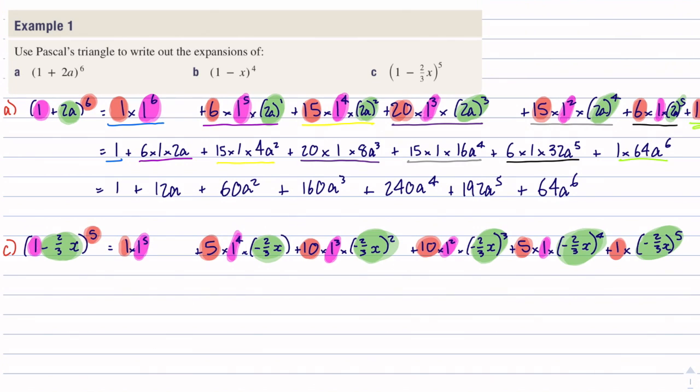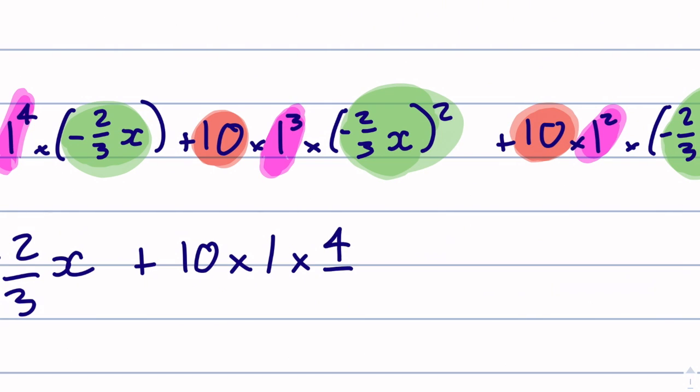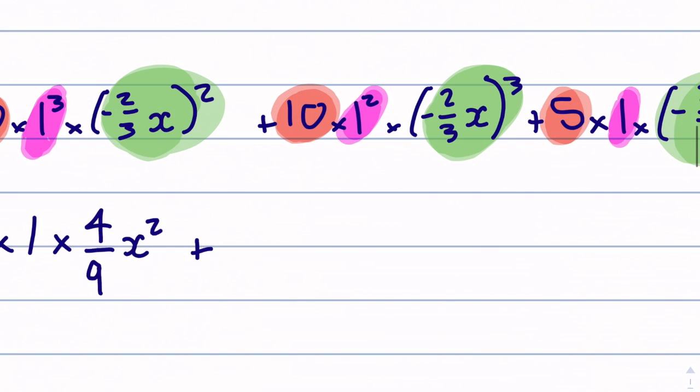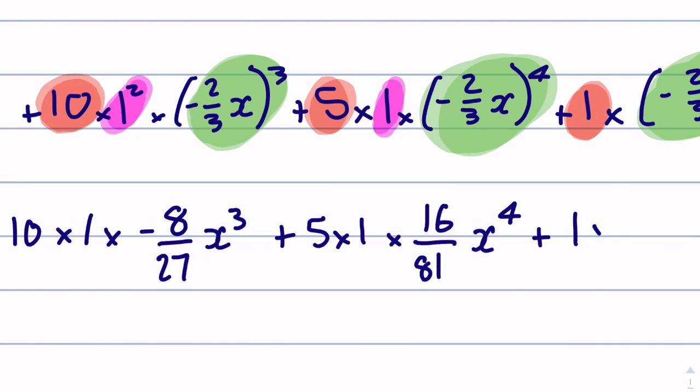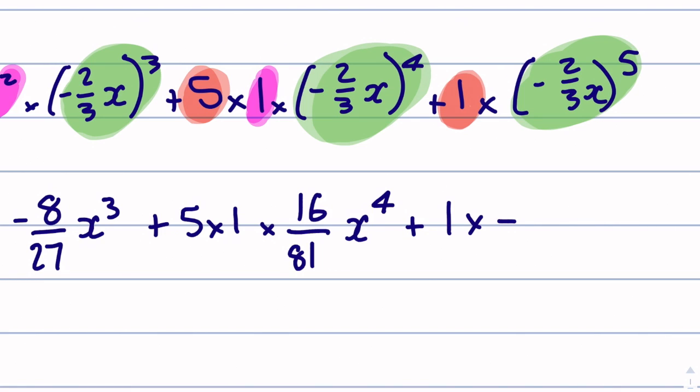Okay. Let's now figure out each of these. So 1 times 1 to the 5 is 1 times 1 plus 5 times 1 times negative 2/3 x plus 10 times 1 times, now negative 2/3 squared is positive 4/9 x squared, plus 10 times 1 times negative 2/3 to the 3, which is negative 8 on 27 x cubed, plus 5 times 1 times negative 2/3 to the 4, you can do these on your calculator by the way, which is positive 16 on 81 x to the 4, plus 1 times negative 2/3 x to the 5, negative 32 on 243 x to the 5.